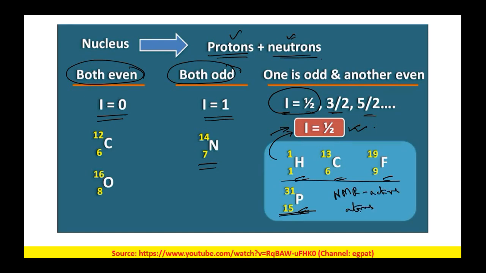So you need to keep in mind that the atoms where I is equal to half are the only ones that are NMR active. The others are not NMR active.